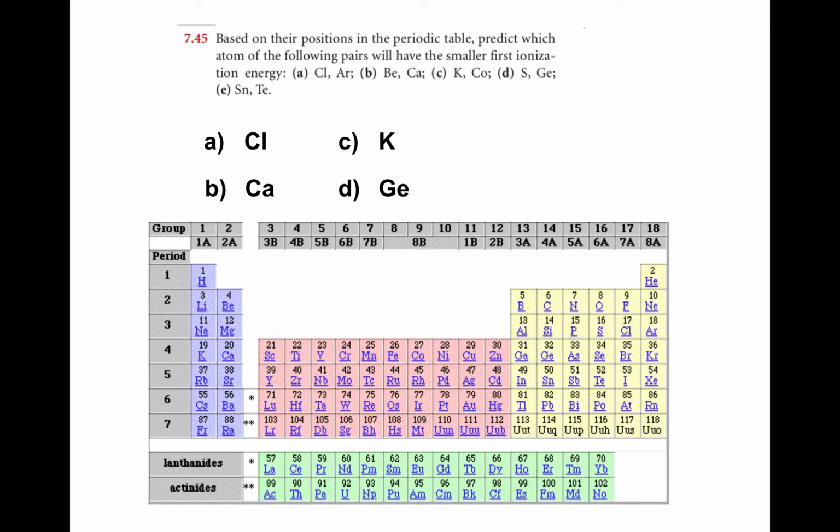Tin and Te. Oh, there it is. Sn and Te. All right, so same amount of shielding, more protons with tellurium. So tin would have the smaller first ionization energy.